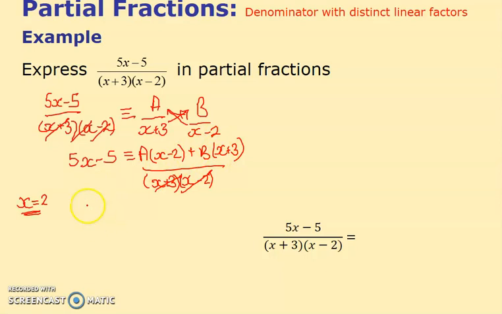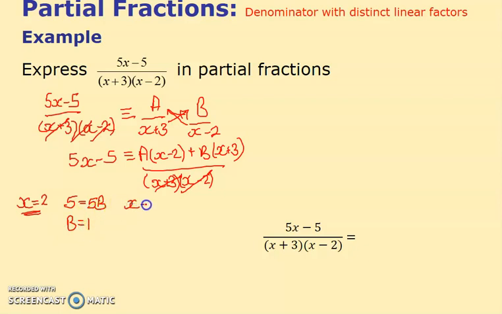So, but I have to put the 2 into the left-hand side as well. So 2 here goes 10, take away 5 is 5. That will be 0 when I put 2 in. This will be 2 plus 3 is 5, 5b. And so this has told me that b equals 1.